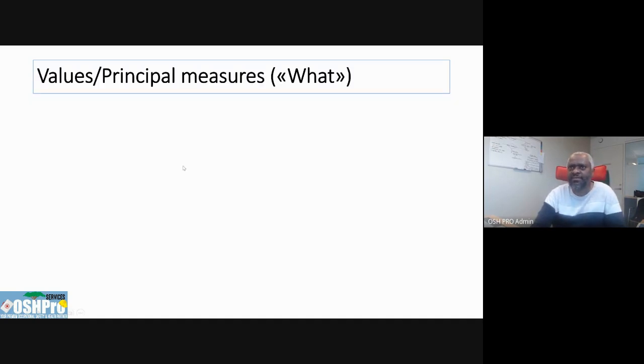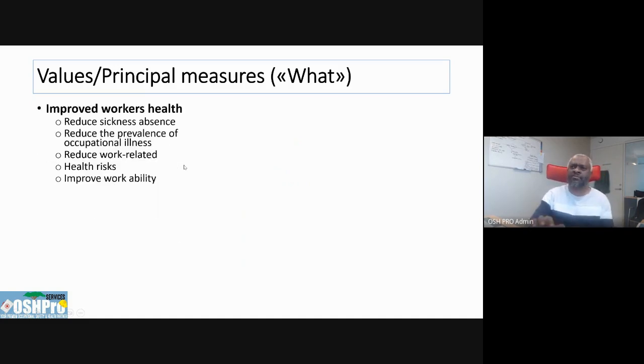And then, if I can get to the values, now we'll see a little bit more on the values. So when we talk about improved workers' health, what is it we want to put under there to say that we can see that the workers' health has improved? We want to reduce the sickness absence, so that people are more at work than they are sick at home. You want your workers to be healthy, so that people come to work because they are healthy and not staying at home. Because if they are staying at home, then it means that they are sick, they cannot work. It's not good for the company, it's not good for production, it's not good for anything. It's not good also for the worker.